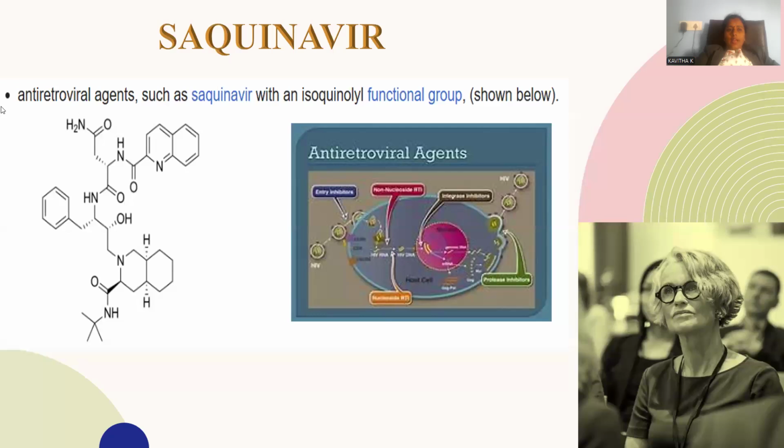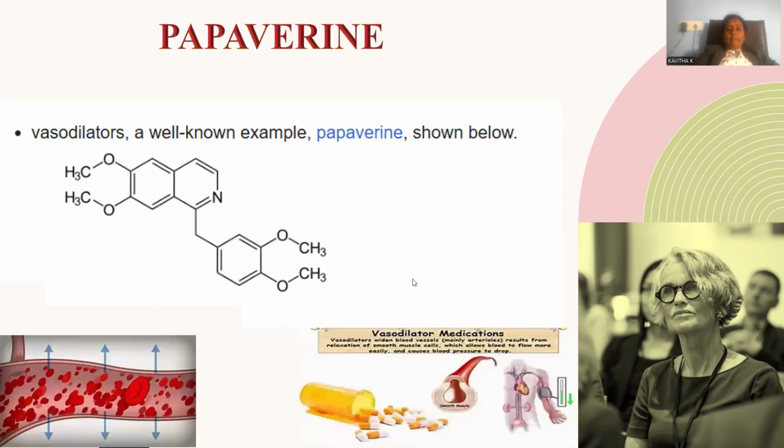Saquinavir is a kind of retroviral agent. It will be a very lengthy chain, a complicated structure. Saquinavir has an isoquinolyl moiety. Can you locate the isoquinoline? This is the quinoline, actually. Here you can locate the isoquinoline, which is a completely saturated one, having antiretroviral property.